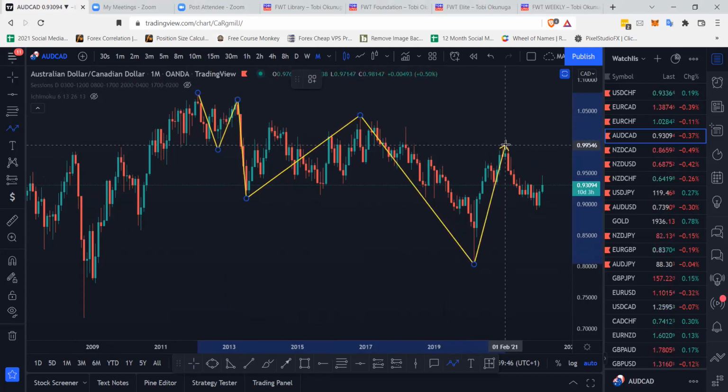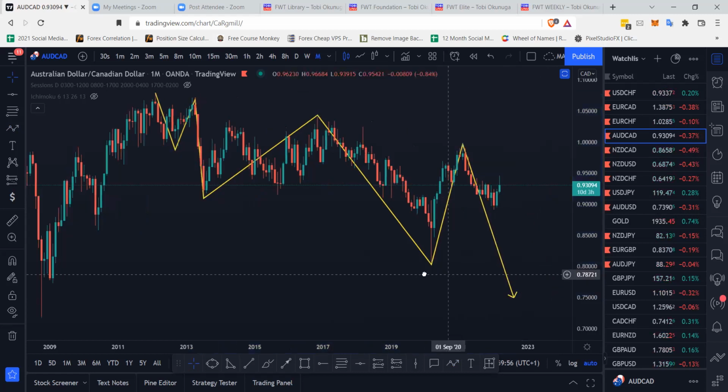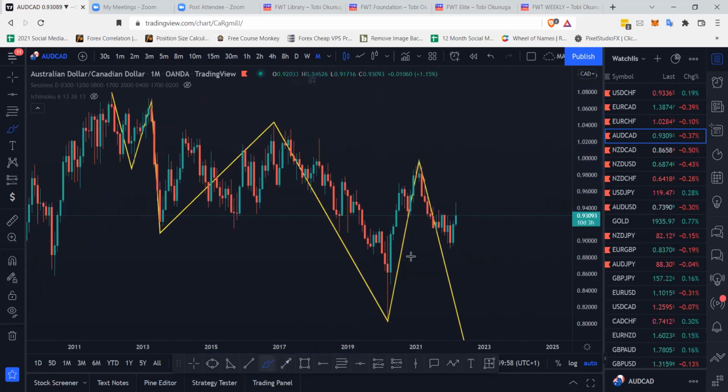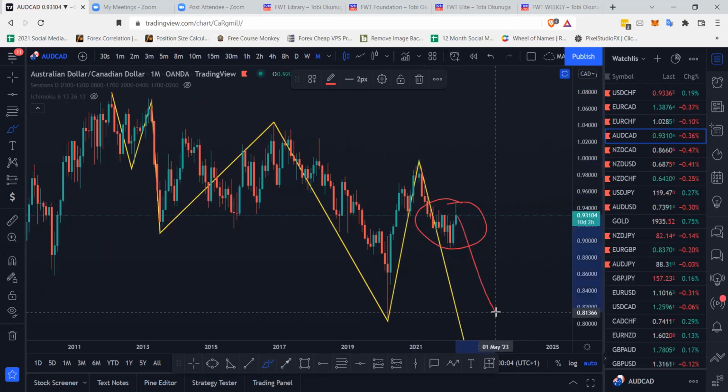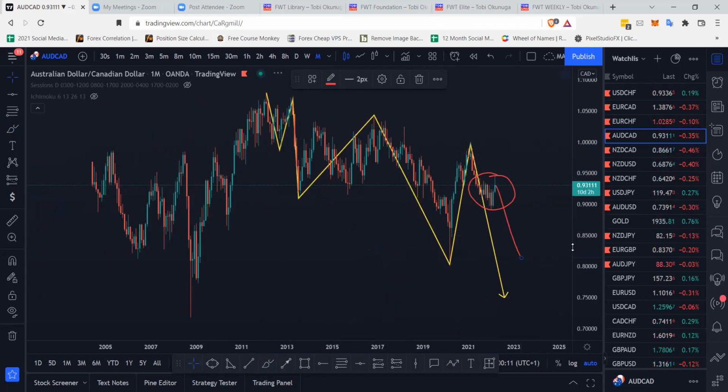Supply zone here. So price is coming down from a supply zone. Okay, so we might possibly see a move to break the zone here. So there's activity going on here, which might inform the move for the continuation. That's from the monthly chart. It's a downtrend. It's a strong downtrend.